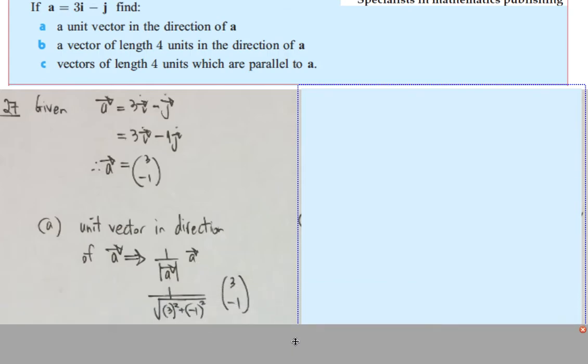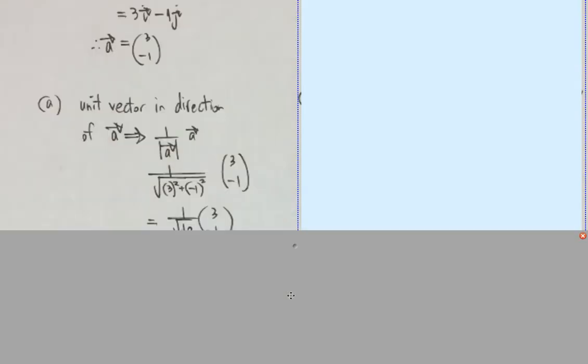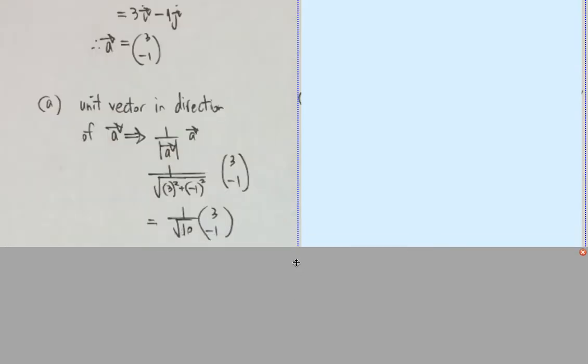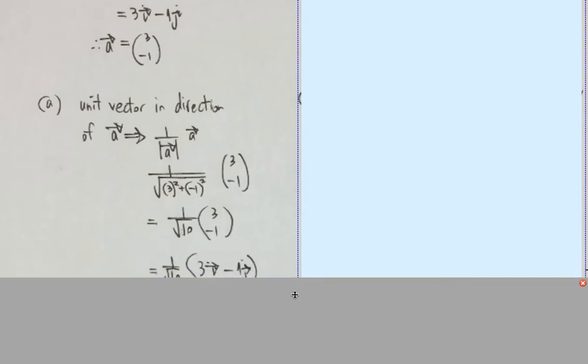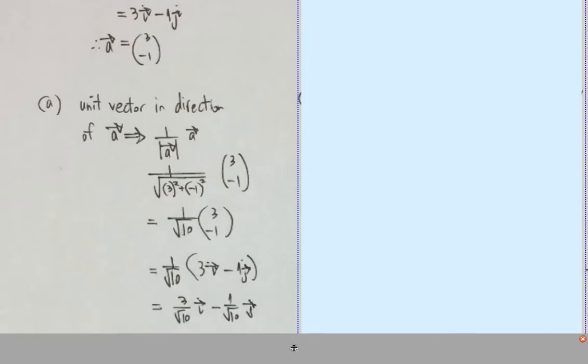The magnitude is simply an application of Pythagoras, where you take the square root of the sum of the squares of each component. And continuing along that vein, we get 1 over square root 10 times the vector (3, -1). We can distribute this scalar if we like, and we can even rewrite it in the original format, which was in unit vector format. And there you have it.